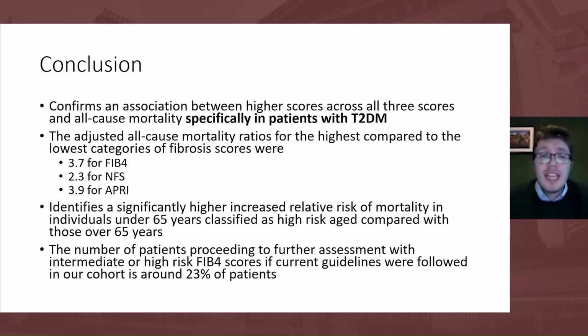But also importantly, if you can remember that first algorithm, it suggested onwards referral and assessment of patients in the intermediate and high risk categories. So looking at the FIB4 score, which is the one recommended by international guidelines, that will be about 23%. So around 1 in 4 patients of 12,000, that's about 3,000 patients who need further assessment.